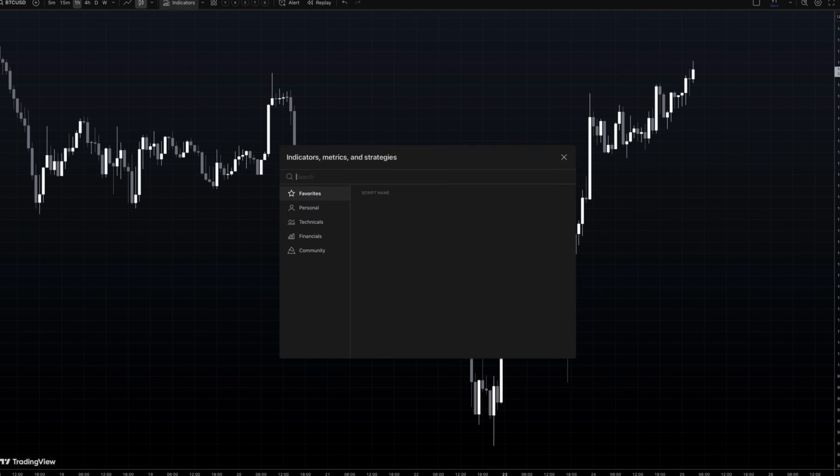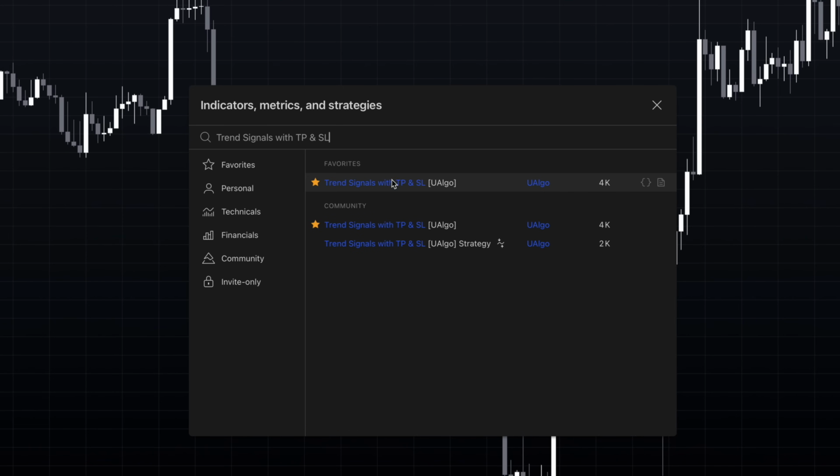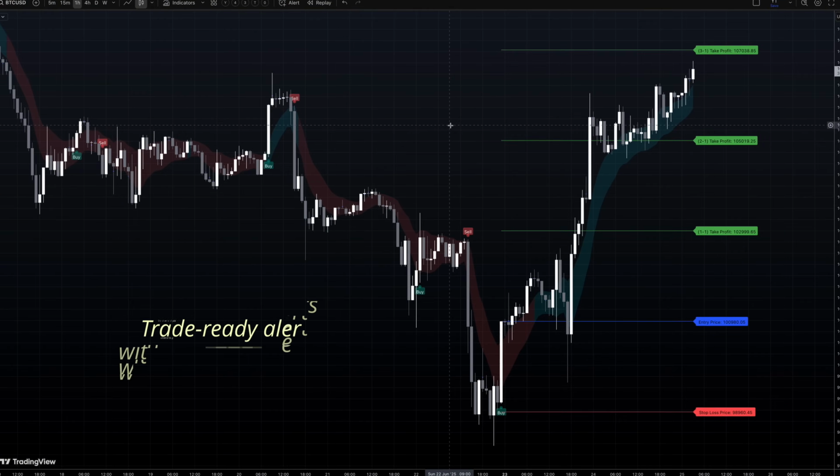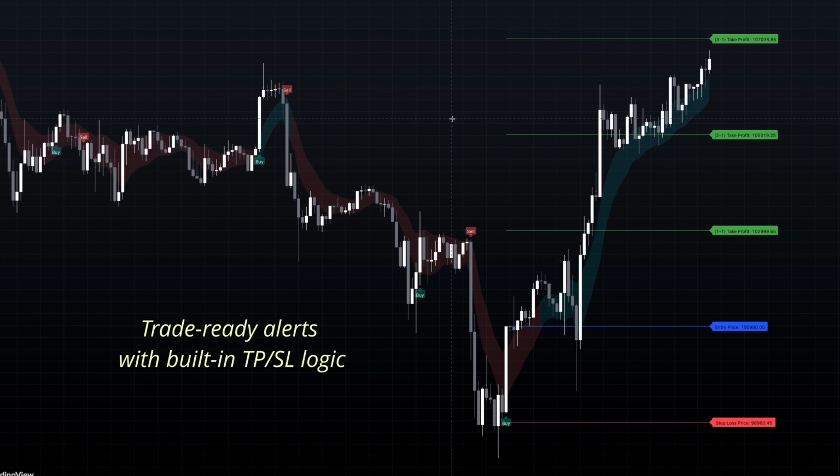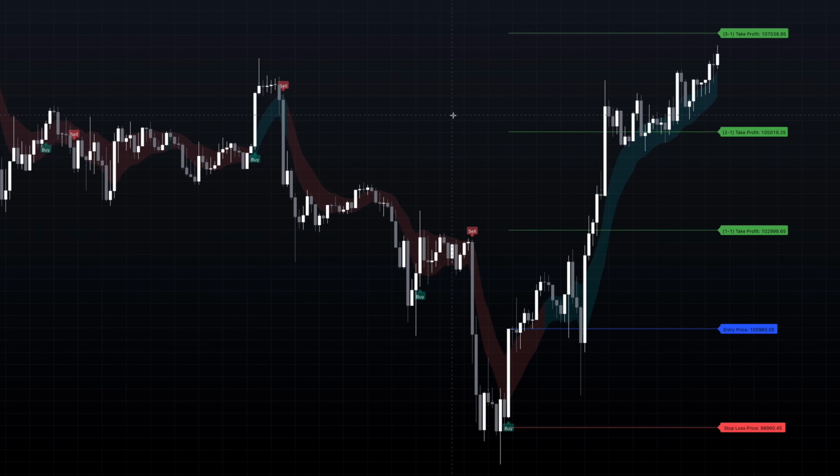Trend signals with TP and SL. Created by UAlgo, this indicator combines momentum analysis with ATR-based trend detection to generate buy and sell signals, accompanied by automated take-profit and stop-loss levels.